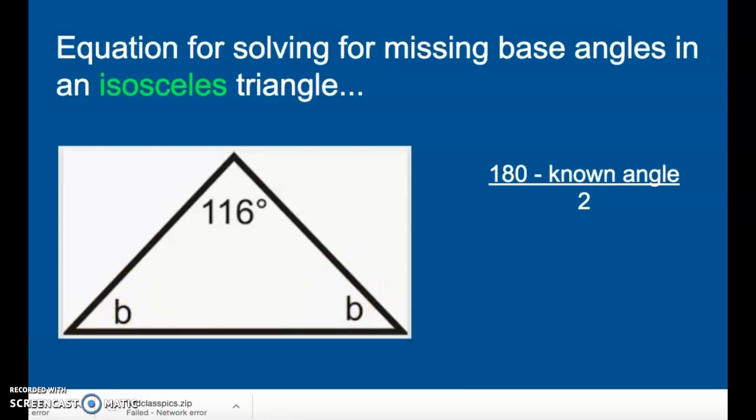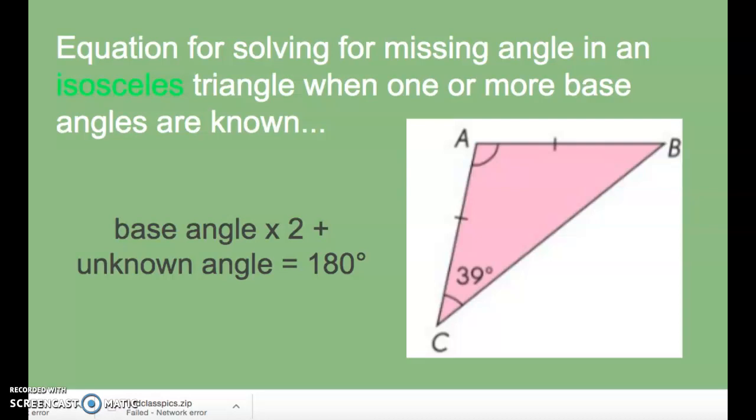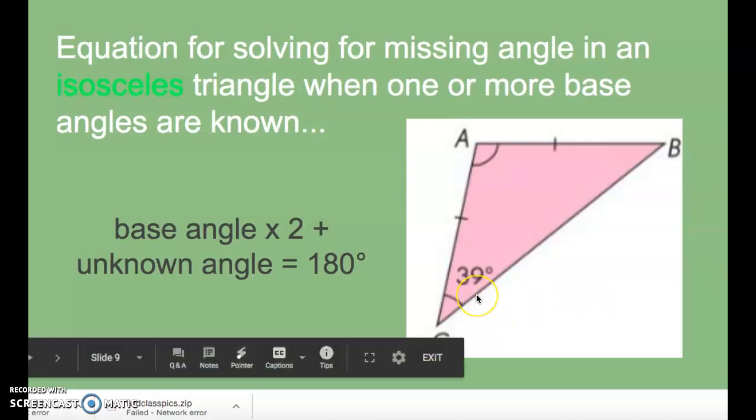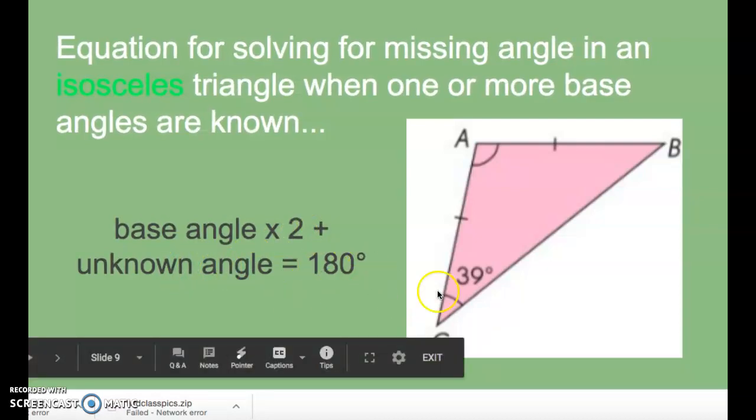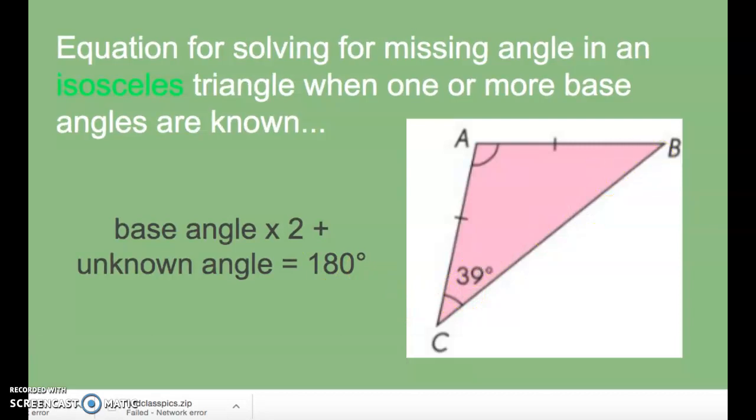Another equation for solving for a missing angle in an isosceles triangle is when you're given a base angle or even two base angles and have to solve for the third angle. We multiply the base angle by 2 and we add it together with the unknown angle, or we multiply the base angle by 2 and subtract the sum from 180 in order to find the angle at A.